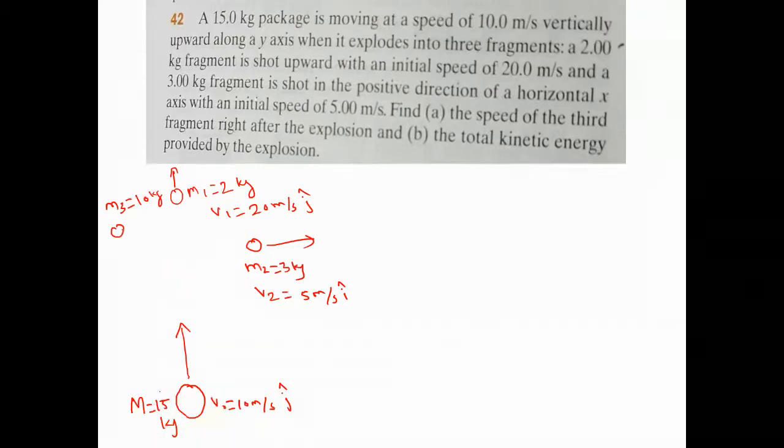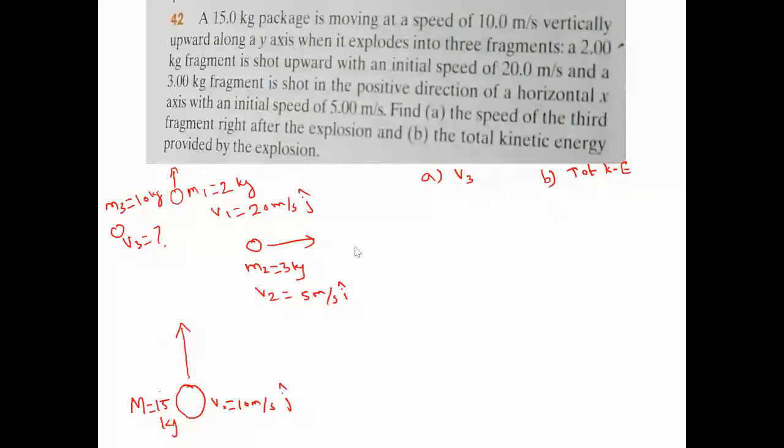Yes. So we don't know the speed of the third object. That is our question. For the first question, we are going to find the value of this V3, and for the second question, we are going to find the total kinetic energy. It's a very easy question, but you should be very, very careful.